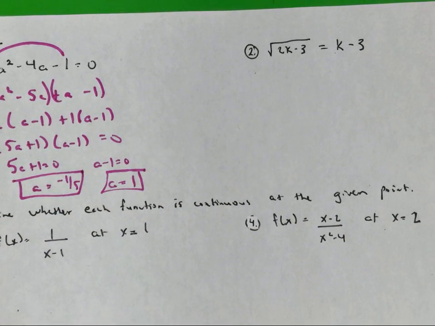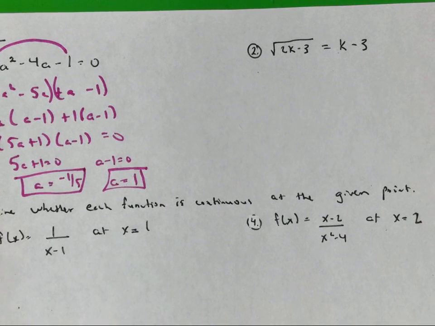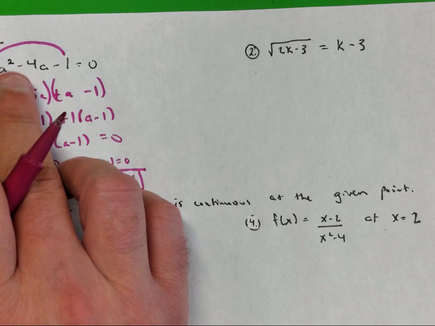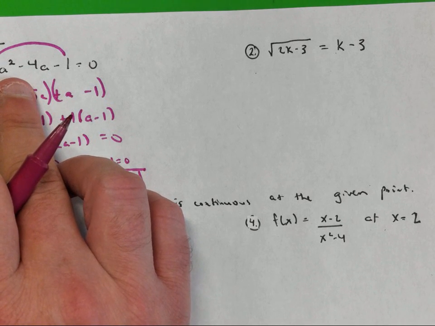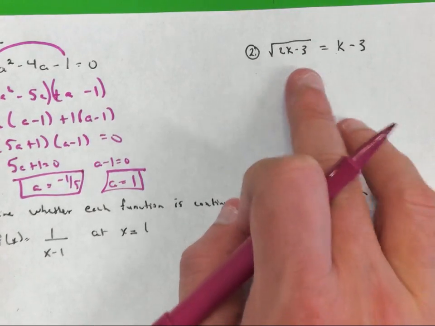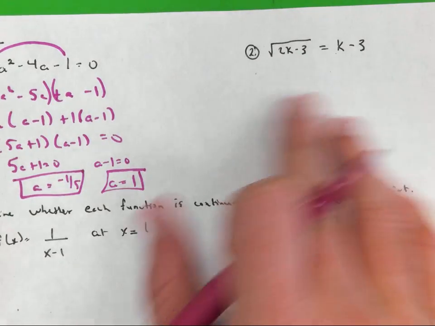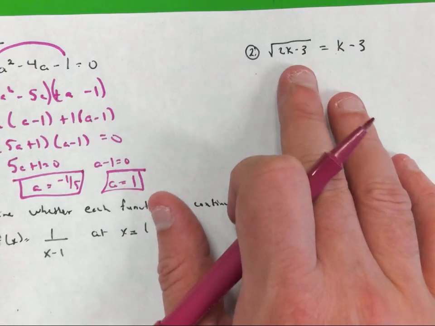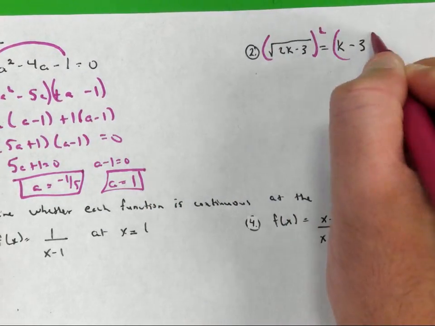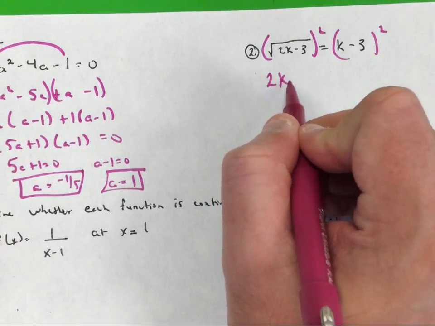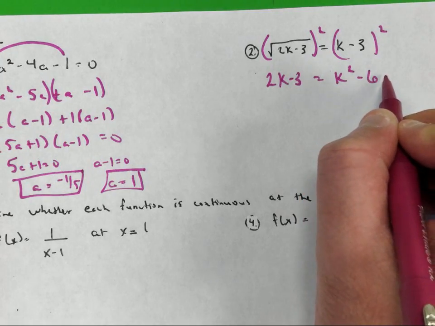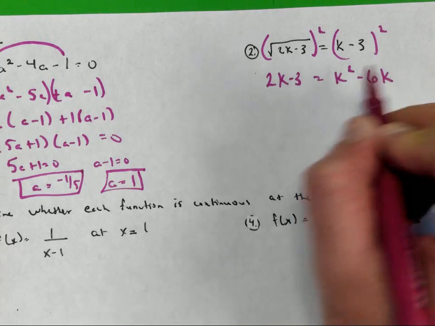Now, number 2, what type of equation is this? It's a radical. I know this is a quadratic over here. And what larger family does it belong to? Polynomial. Okay, this is radical. Is my radical by itself? You don't have these problems, guys. I made these up, okay? This is a radical. Okay, so I'm going to square both sides. That gives me 2k minus 3 equals k squared minus 6k plus 9.